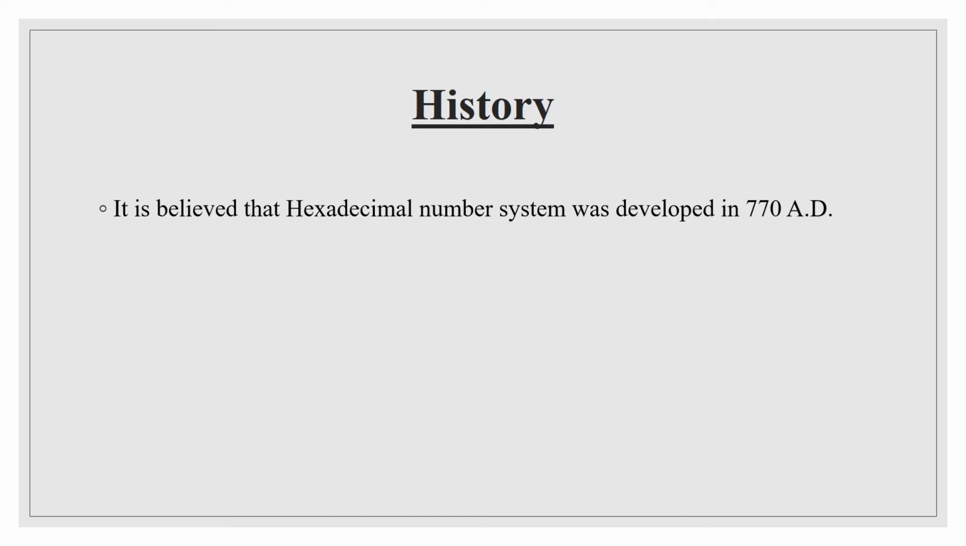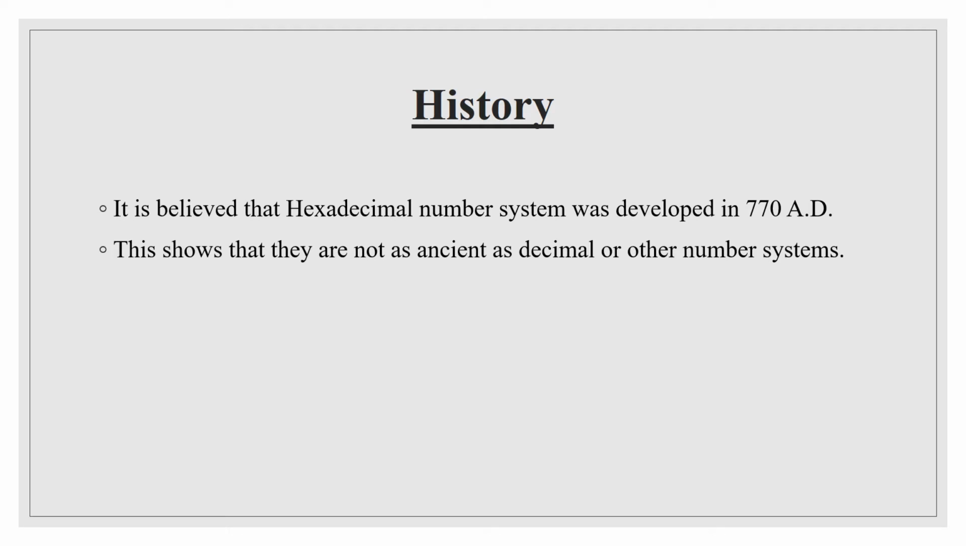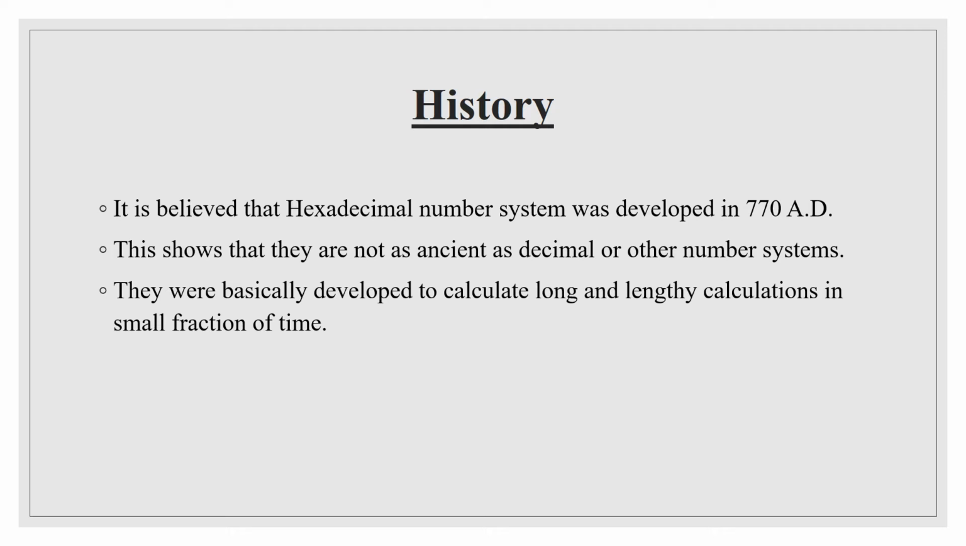Background and history. It is believed that the hexadecimal number system was developed in 1770 AD. This shows that it is not as ancient as decimal or the other number systems. They were basically developed to carry out long and lengthy calculations in a small fraction of time.